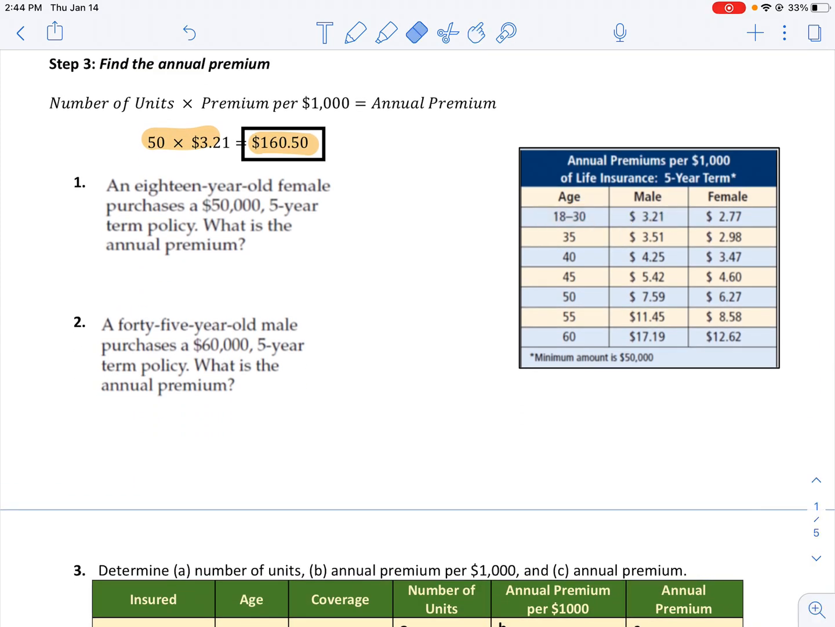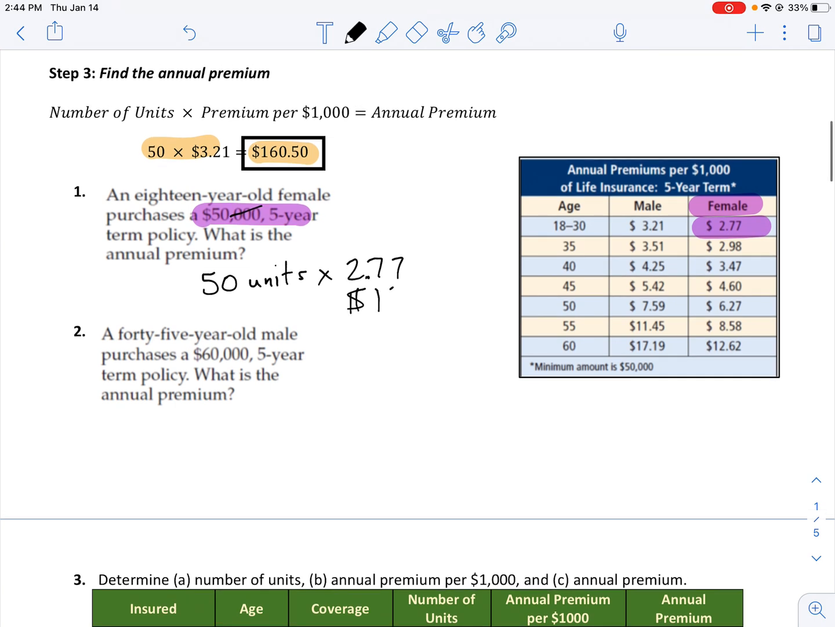So we've got an 18-year-old female, so female 18, with $50,000. Or again, cross out those last 3 and it's 50 units, and they are $277 per unit. All right, so we've got 50 times 277. She's gonna pay $138.50.